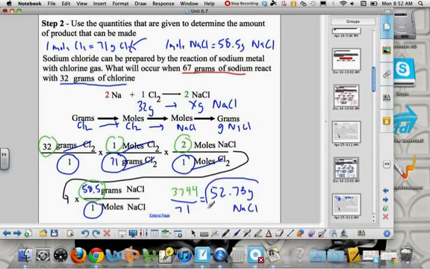So hopefully that helps you see how to take my grams of chlorine now and change it into grams of sodium chloride. We'll take a look, press the next button, take a look at the next step.